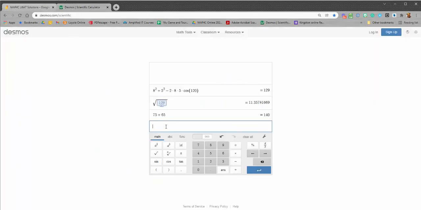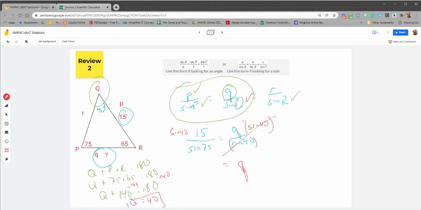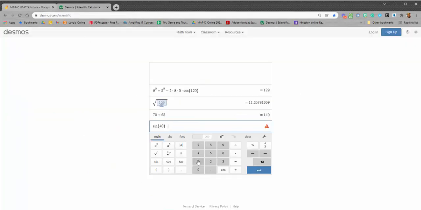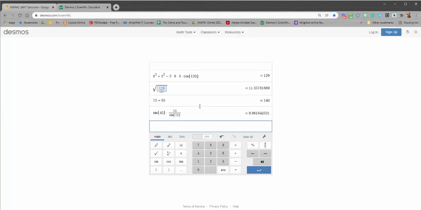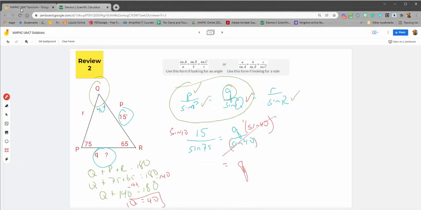Okay, so sine 40, and close that bracket there, times 15 divided by sine 75, and I'm left with 9.98. Okay, I'm going to write the 9.98, and it's feet, but that's pretty much 10 feet.